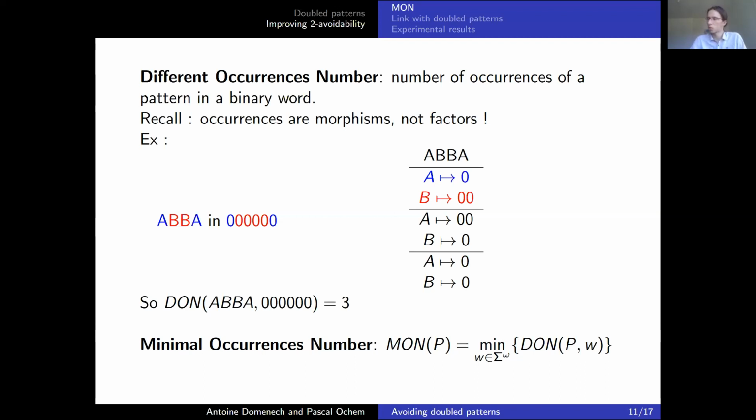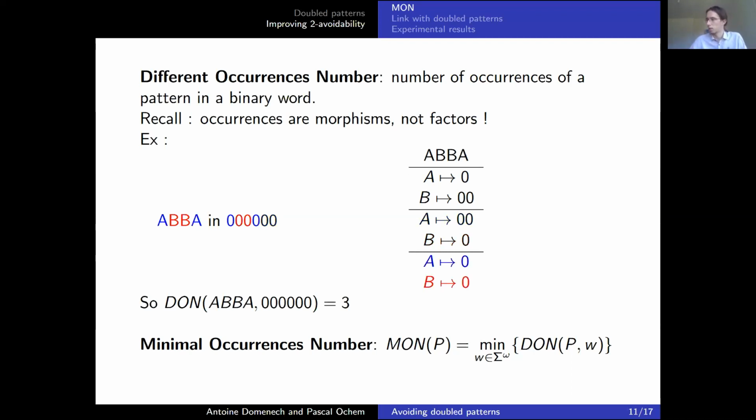If you look at the occurrences of A, B, B, A in 0, 0, 0, 0, 0, 0, there is a first morphism, which is the one that's currently highlighted. So A is mapped to 0 and B is mapped to 0, 0. It occurs in the word. There would be a second one, which is this time you map A to 0, 0 and B to 0, 0. And even if it's mapped to the same factors, it's a different morphism. So it counts as another occurrence.